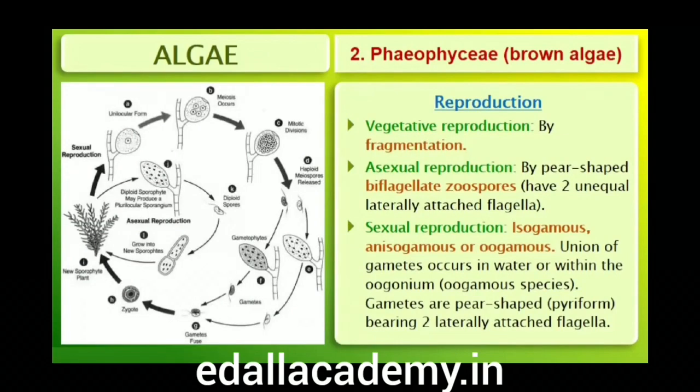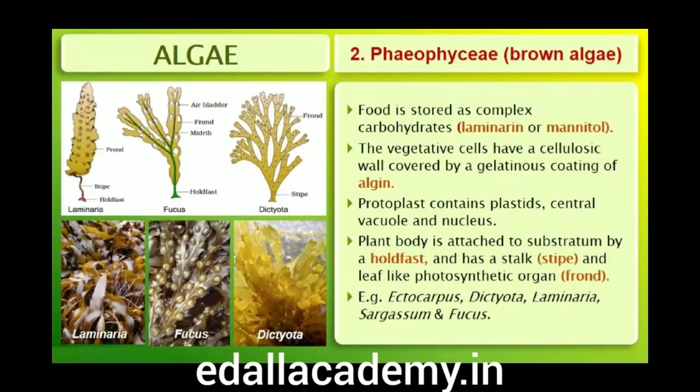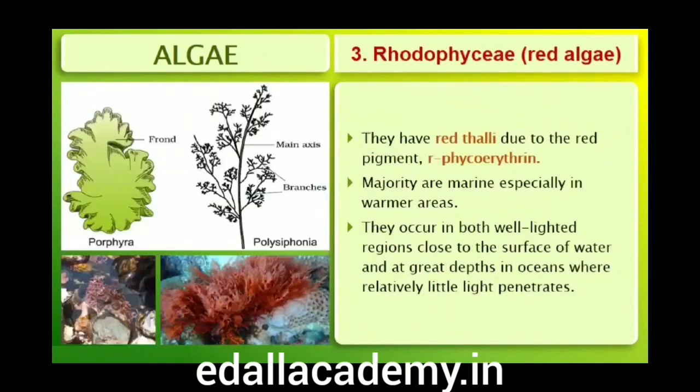Asexual reproduction in most brown algae is by biflagellate zoospores that are pear-shaped and have two unequal laterally attached flagella. Sexual reproduction may be isogamous, anisogamous, or oogamous. Union of gametes may take place in water or within the oogonium in oogamous species. The gametes are pyriform, pear-shaped, and bear two laterally attached flagella. The common forms are Ectocarpus, Dictyota, Laminaria, Sargassum, and Fucus.